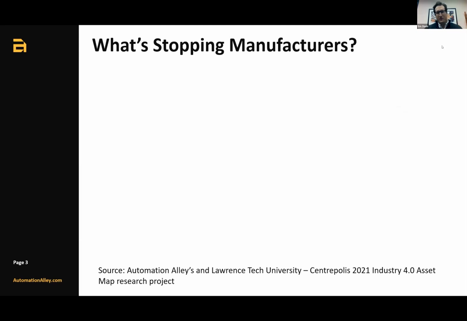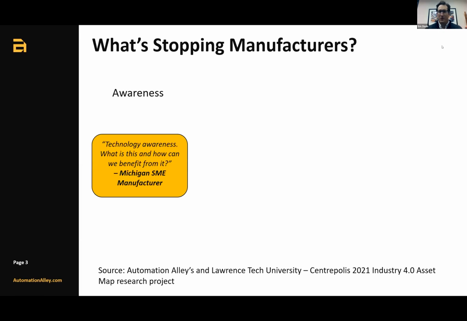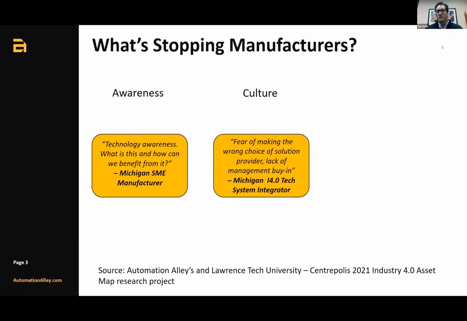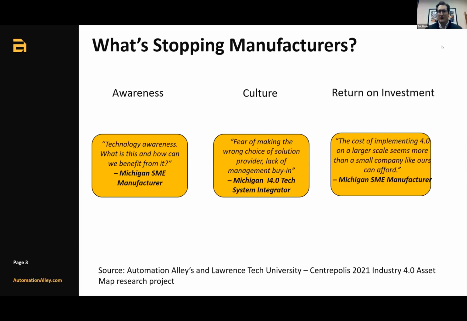And so in 2021 or last year, Automation Alley, along with Lawrence Tech Centropolis, we went through an Industry 4.0 asset map. We basically went around the state and said, what is holding back manufacturers, along with other questions. But the 3 main themes that became clear were companies were not aware of the technologies that are available today. They don't have the culture to support implementing those technologies, and the return on investment isn't as good as what they thought it was.